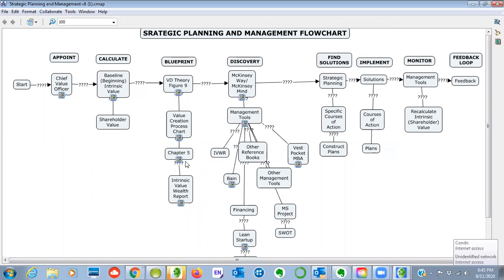Chapter 5 is actually from my dissertation on value driver theory. In a typical 5-chapter dissertation, chapter 5 is where you present your summary and your conclusions and so forth. So for anyone that's really interested, they can go through that whole chapter and really understand what value creation, value drivers, and value creation is all about. And then the intrinsic value wealth report, that's just the one we've always been using, this one here.